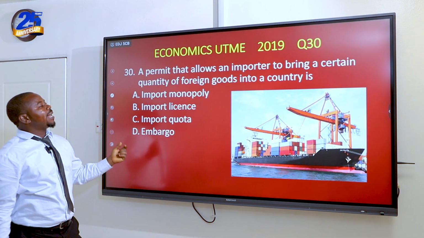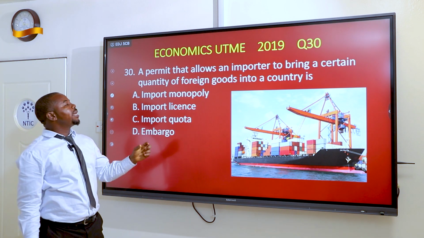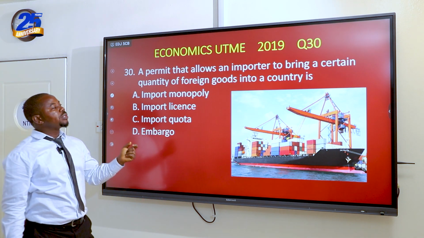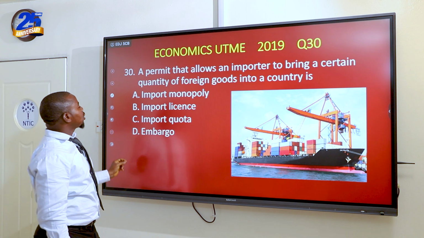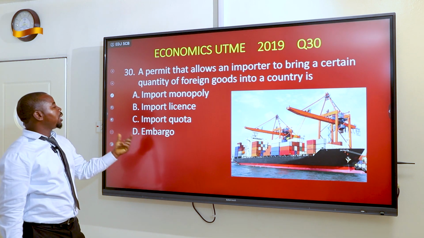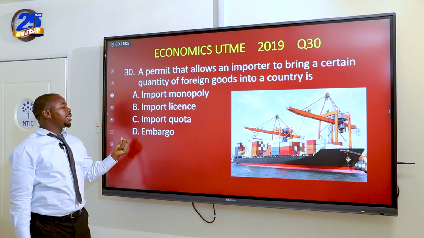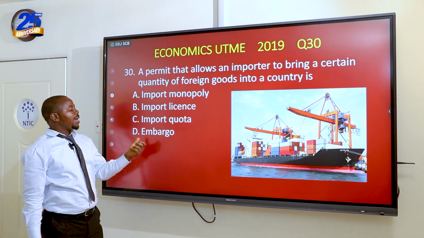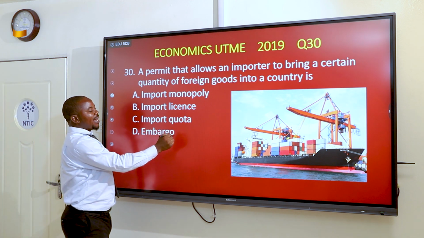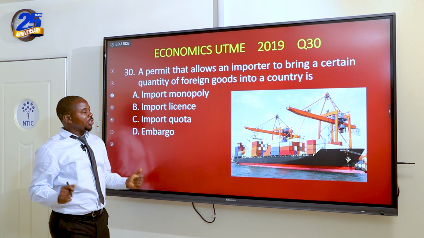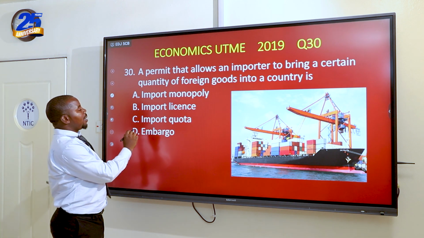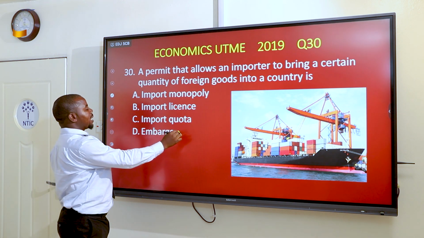A permit that allows an importer to bring a certain quantity of foreign goods into a country is called: A, import monopoly; B, import license; C, import quota; and D, embargo. Embargo is when you give an outright ban on the importation of a particular product or item. So that's not the correct answer.